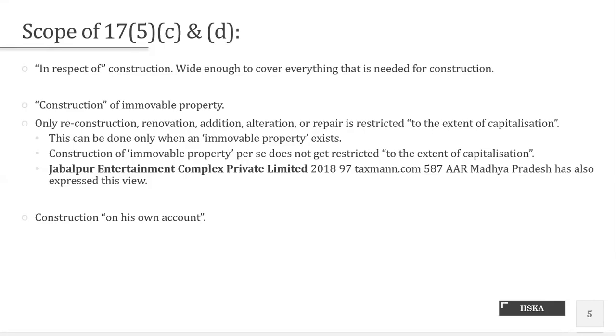So we need to go to the definition of this one word, construction, into the dictionary and try to understand it, if it is nowhere defined, including the General Clauses Act. And that becomes a key here, because "in respect of", I understand, is a very broad term. It means very broad in relation to construction. So if we define the scope of construction, then it will be smooth sailing to understand what is covered here under the block credit.